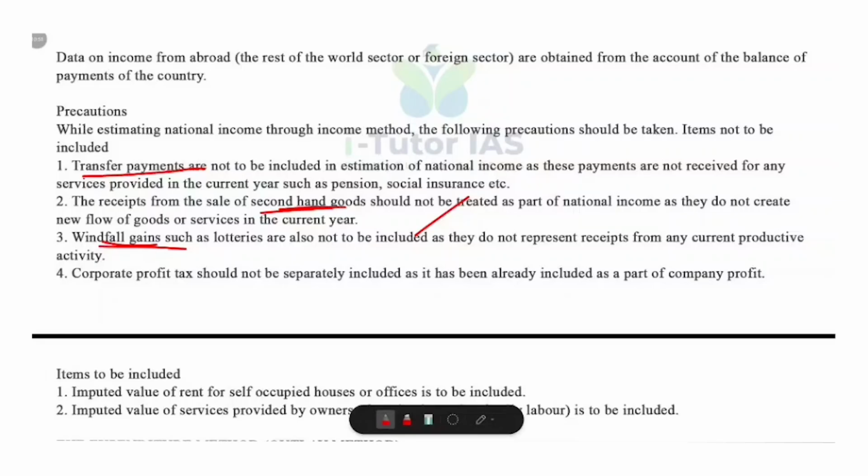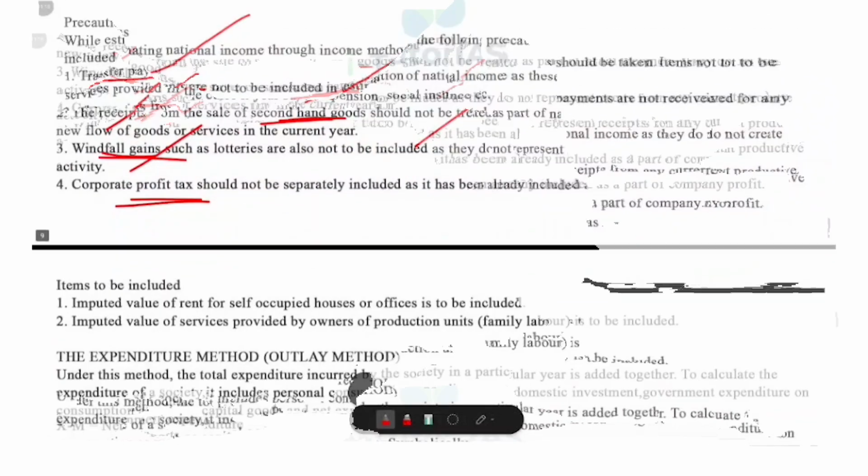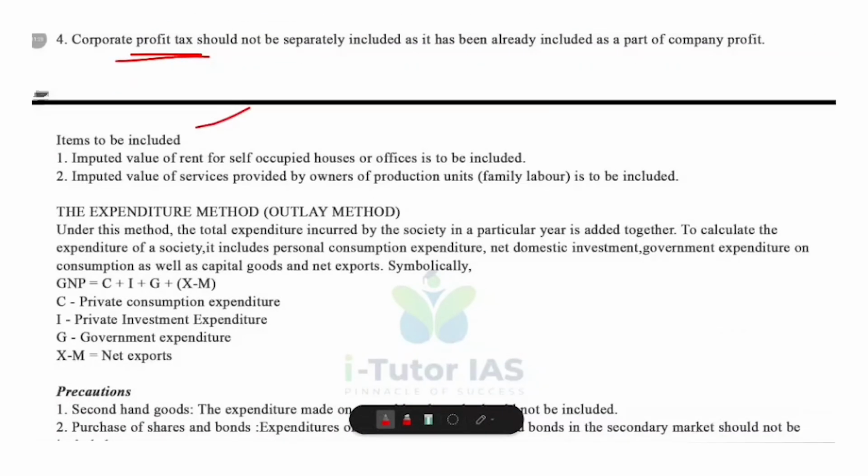And what about corporate tax or corporate profit tax? It is already included in the company's profit, so don't add it separately. So it will include incomes from current production. Anything that doesn't represent new goods or services should be left out. So transfer payments, second-hand goods, windfall gains and corporate profit taxes are not included while calculating national income using the income method. So then what items should be included? Imputed rent for self-occupied property is included.